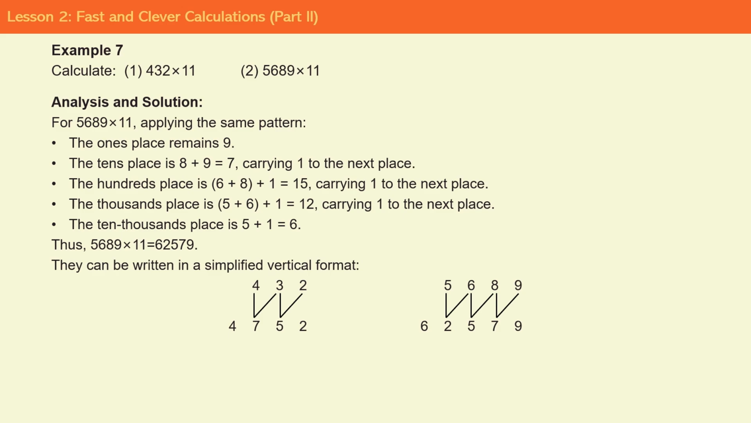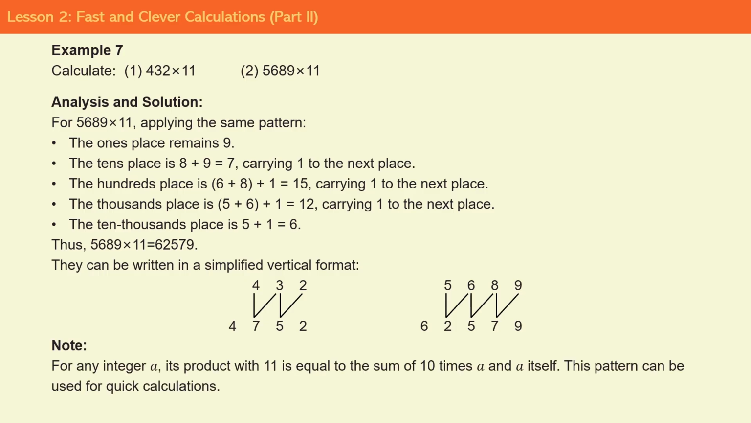For question 2, we can apply the same pattern and they can be written in a simplified vertical format. For any integer a, its product with 11 is equal to the sum of 10 times a and a itself. This pattern can be used for quick calculations.